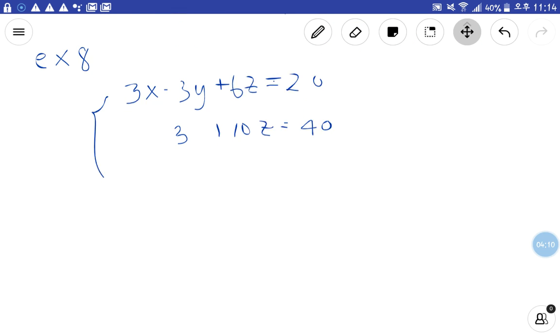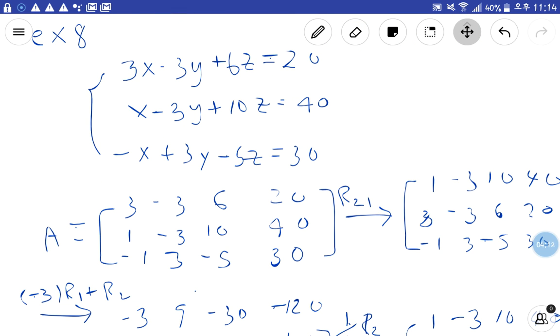So now I'm going to explain example 8. So example 8: 3x minus 3y plus 6z equals 20. x minus 3y plus 10z equals 40. Negative x plus 3y minus 5z equals 30. Same as before, we are going to find x, y, z this time. Here I'm going to use a different way to solve this question, because as we mentioned, it's hard to find the inverse matrix of a 3 by 3. So I'm going to use some other strategy this time.